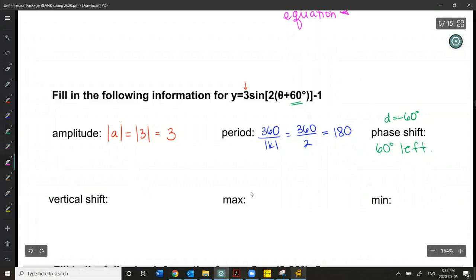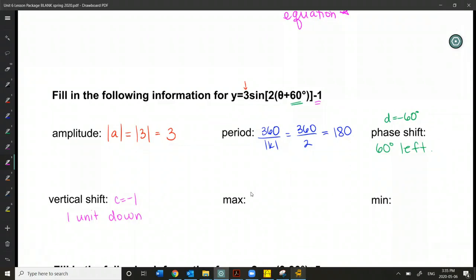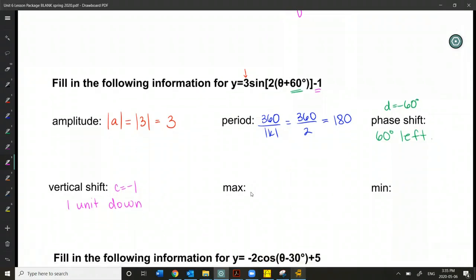Okay, vertical shift, or sometimes you'll see vertical displacement here. That comes from our C value. So because C is -1, we're going to say 1 unit down. Okay, and then this is asking us about max and min.